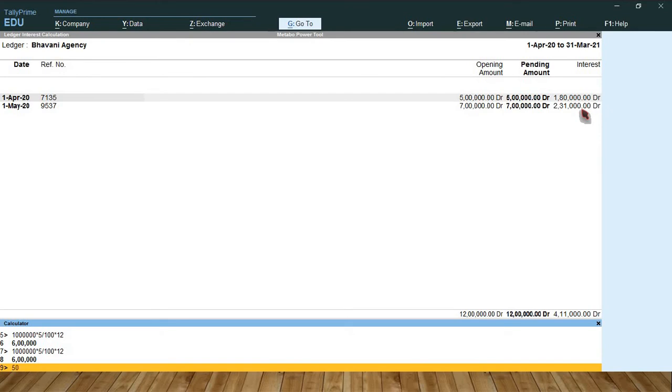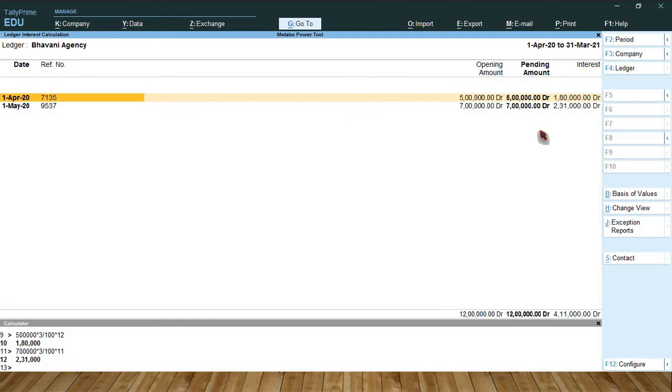5 lakh into 3% divided by 100 into 12. See here, 1,80,000. So our calculation is right. So check it. Second transaction, 7 lakh into 3 divided by 100 into 11 month, because this is May month transaction. So total month is 11 month. Press enter. So 2,31,000. So here 2,31,000. So our interest calculation is right.